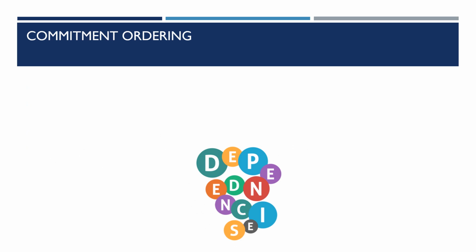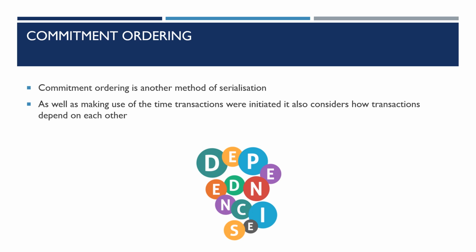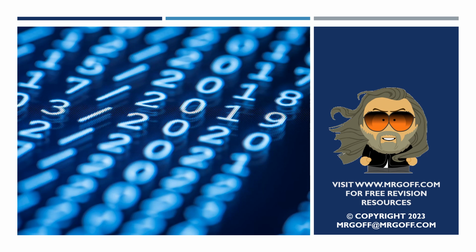Commitment ordering is another method of serialization. As well as making use of the time transactions were initiated, it also considers how transactions depend on each other. The less important transactions, which many other transactions do not depend on, will have to wait for the more important ones. That brings us to the end of this video on client-server databases.